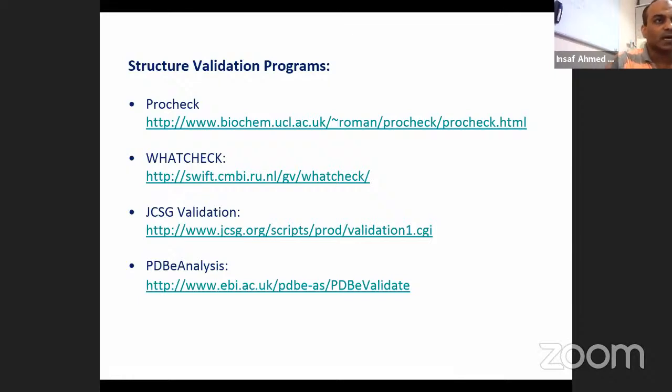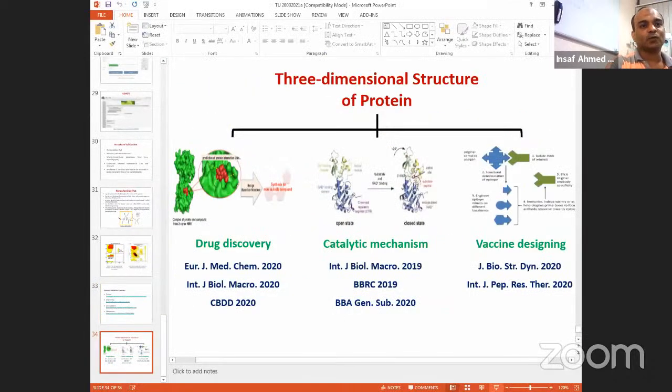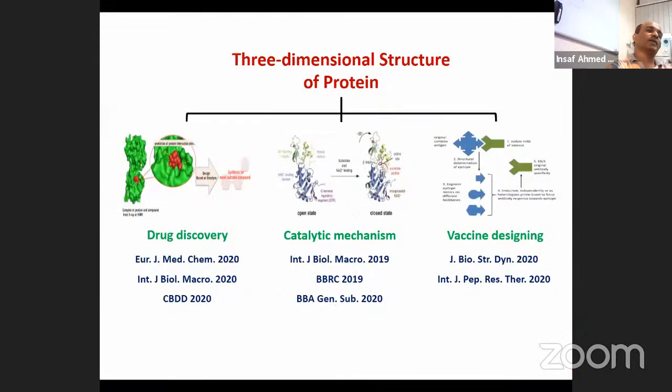Okay, so this is just some basic information, and I just want to tell you about what we are doing in our lab. We are using different aspects of the protein structure, the three-dimensional structure of protein. And we are using the three-dimensional structure for drug discovery. Recently we have published in the European Journal of Medicinal Chemistry and the International Journal of Biological Macromolecules on drug discovery using the three-dimensional structure.